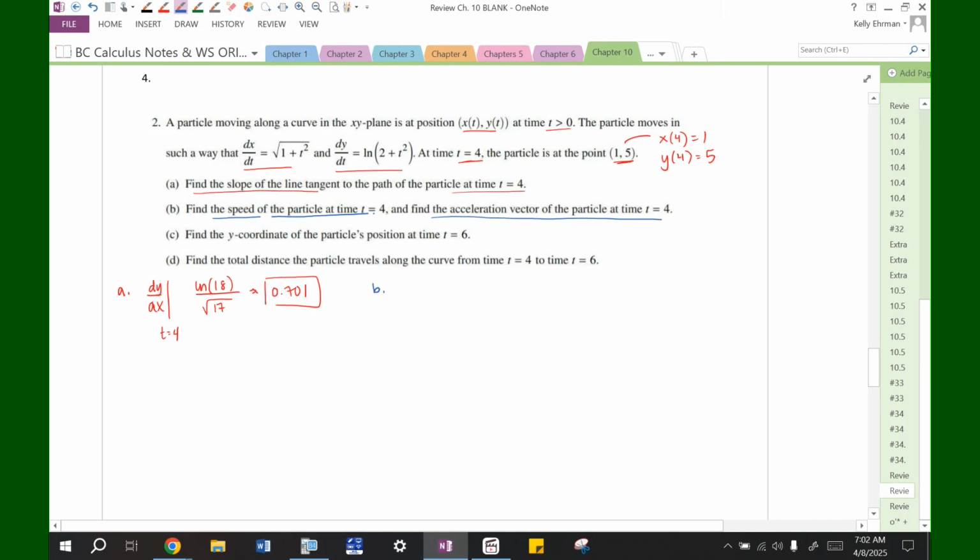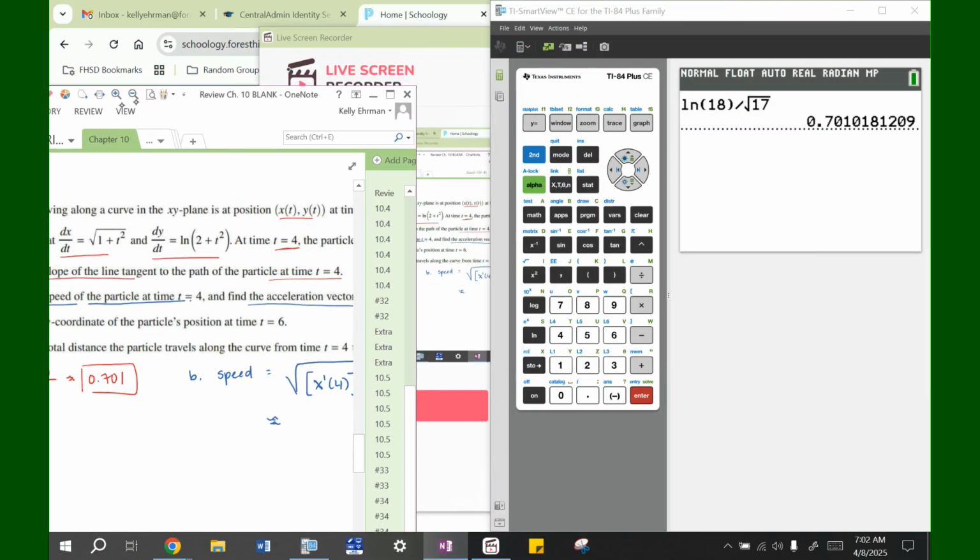I've noticed in years past that sometimes people find speed and they forget to find acceleration. So that's why I underline things when I'm doing problems. So speed is the square root of x prime of 4 squared plus y prime of 4 squared. And remember, we're not taking any derivatives. We're just calculating this.